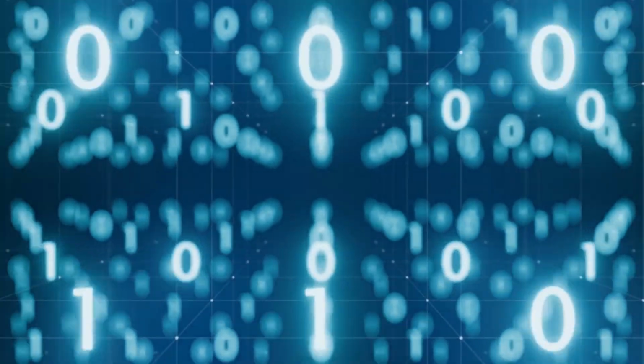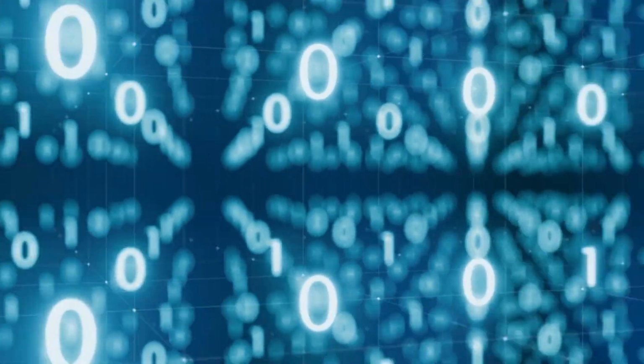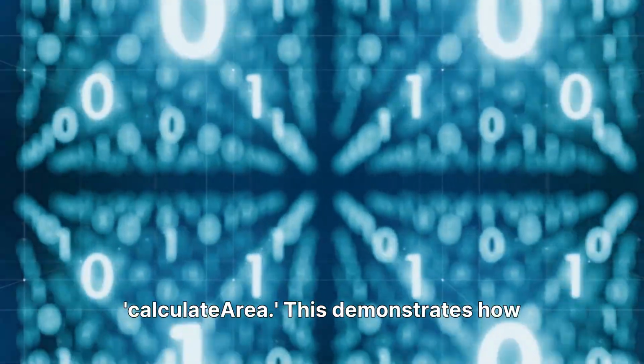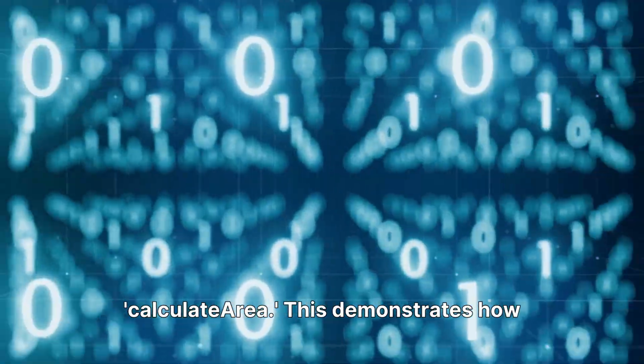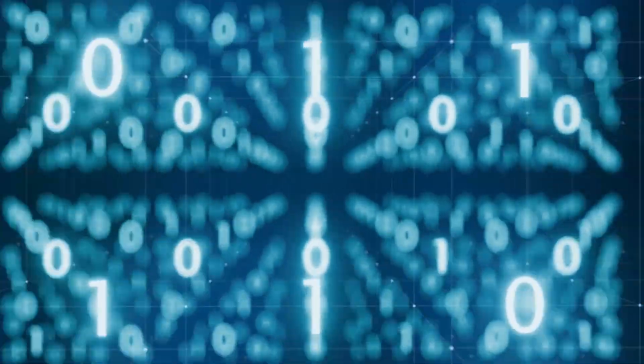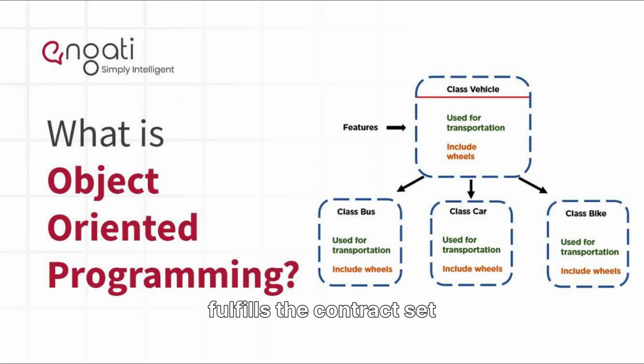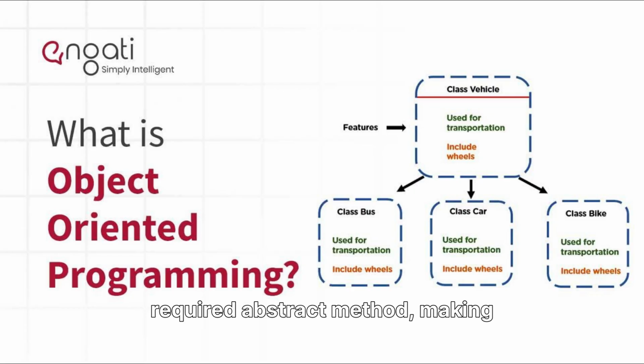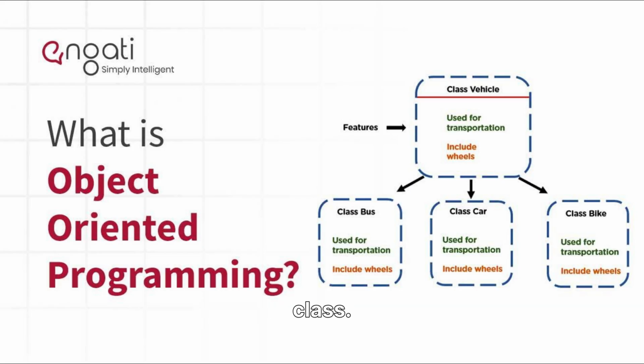Next, we create a concrete subclass, Circle, which extends Shape and provides a specific implementation for calculateArea. This demonstrates how a concrete class fills in the abstract details, and how Circle fulfills the contract set by its abstract parent class. It successfully implements the required abstract method, making Circle a complete, instantiable class.